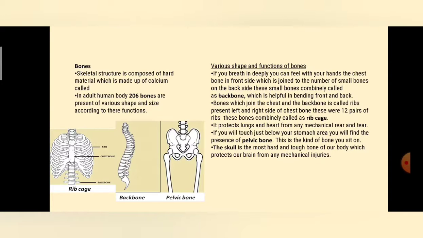If you touch just below your stomach area, you will find the pelvic bone. This is the bone you sit on. And then the skull is the hardest and toughest bone of our body, which protects our brain from mechanical injuries.